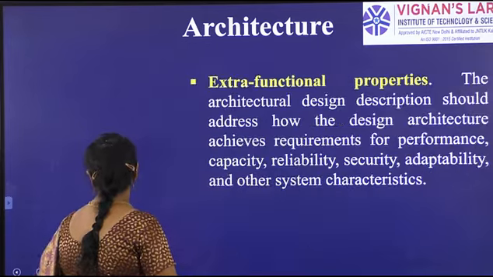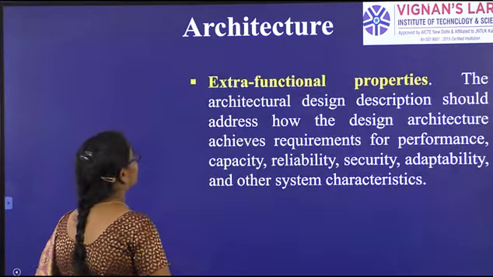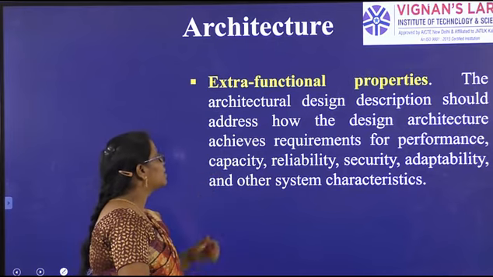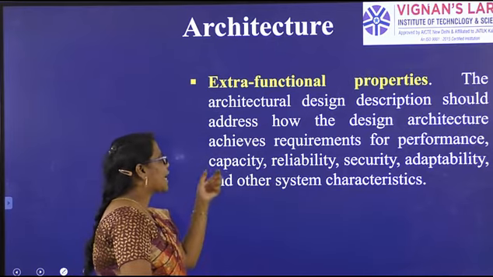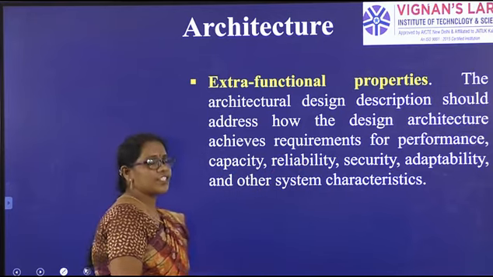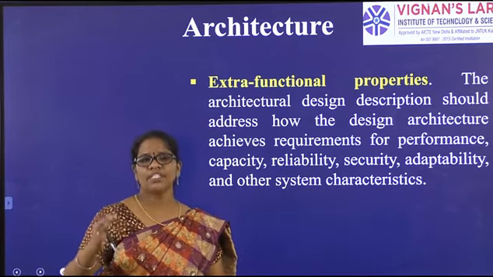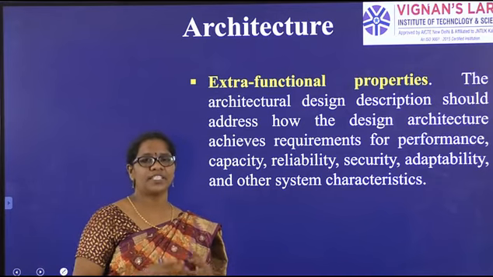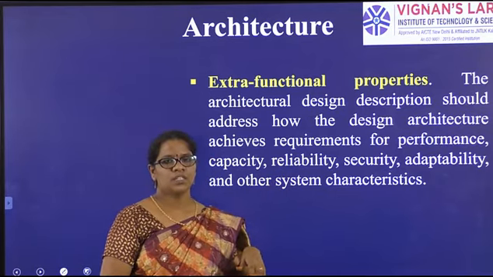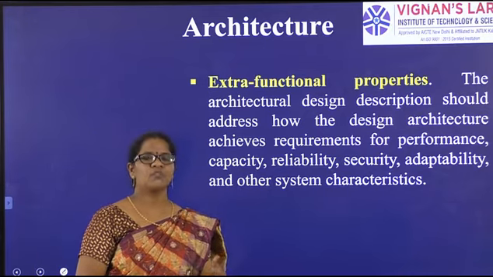And the second one is extra functional properties. So what are extra functional properties? The architectural design description should address how the design architecture achieves requirements for performance, capacity, reliability, security, adaptability, and other system characteristics. So apart from the functional ones within the software, the outside functionalities that affect the system are performance. So how is the performance of the system going, that means whether the website is working, how it is working, whether it is in slow mode.